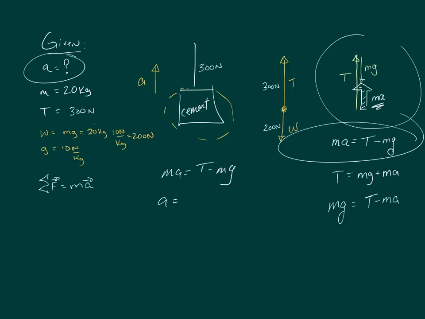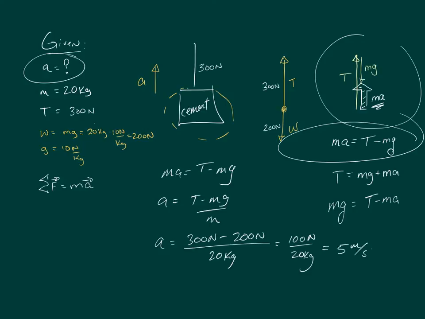And then, okay, I made a mistake here. Hold up. Totally made a mistake. Let me go back a couple steps. Oh, I went too far back. Okay, so a equals T minus mg over m. There it is. a is going to be, what's T again? 300. mg is 200 over m. What's m again? 20 kilograms? So this is like 100 newtons over 20 kilograms, which is basically 5 meters per second squared.